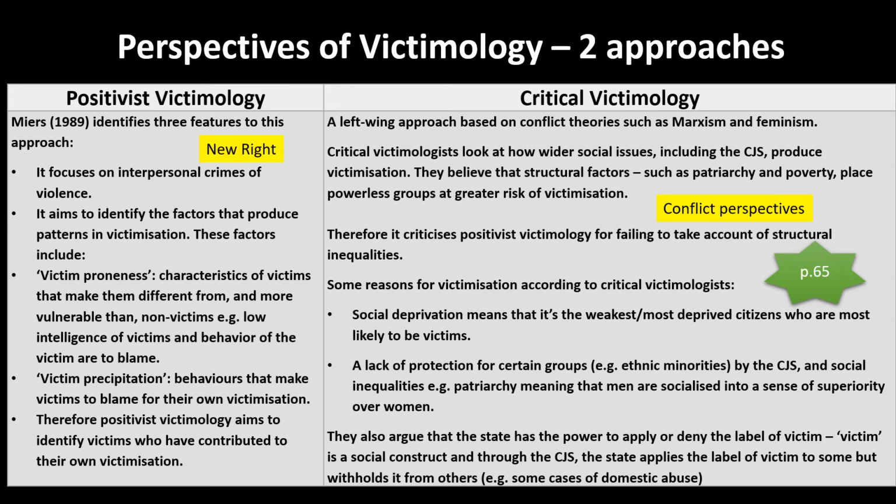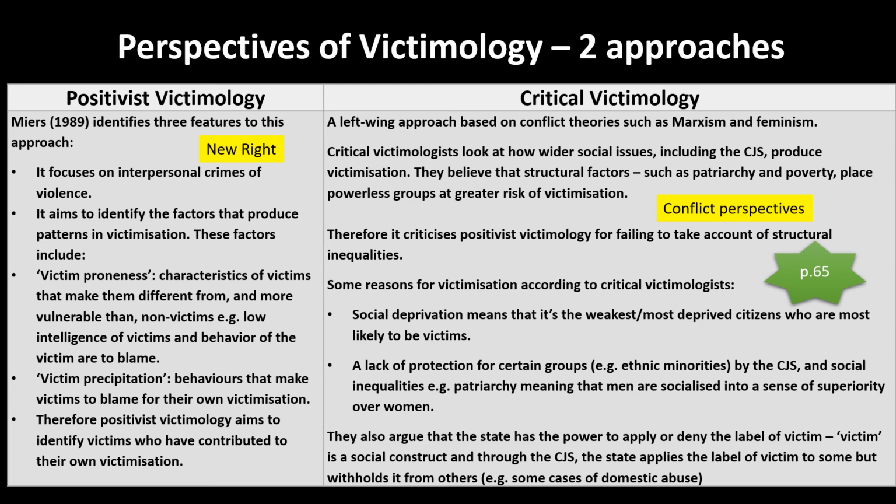But the main reason they see victimization happening is social deprivation. It's the poorest, weakest, most deprived citizens who are most likely to be victims of crime, relating to realism as a theory. There's a lack of protection for groups, particularly ethnic minorities, by the criminal justice system. The social inequalities of working class, gender, ethnicity. So again, it can cause certain groups to be disadvantaged as they enter the criminal justice system as a victim of crime. And lastly, they also talk about the power of the state.